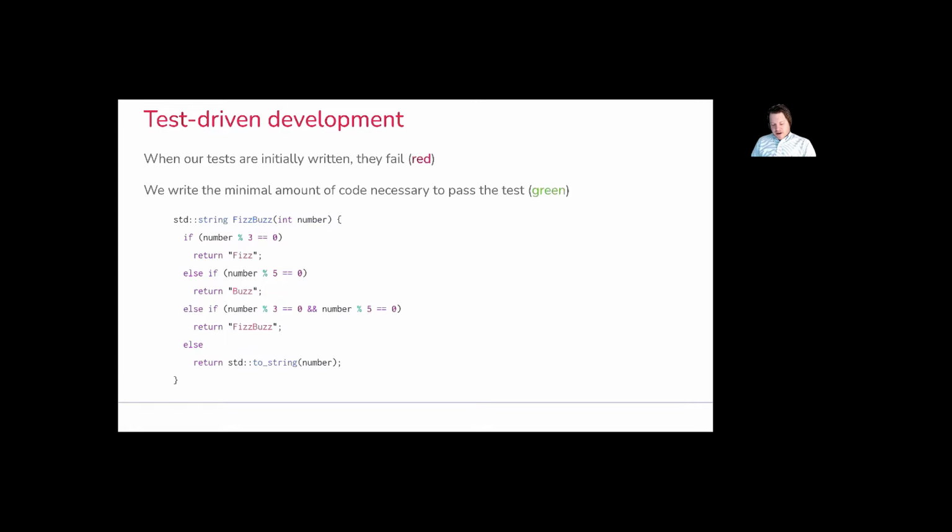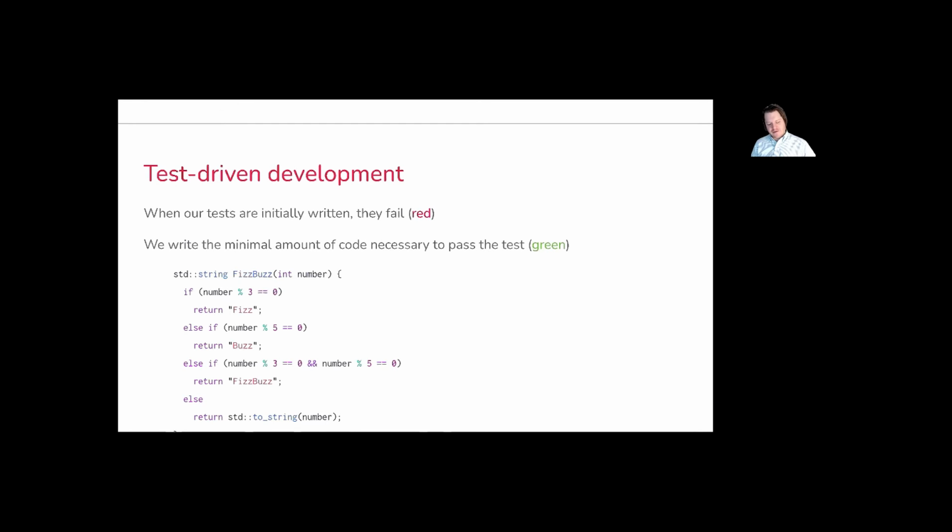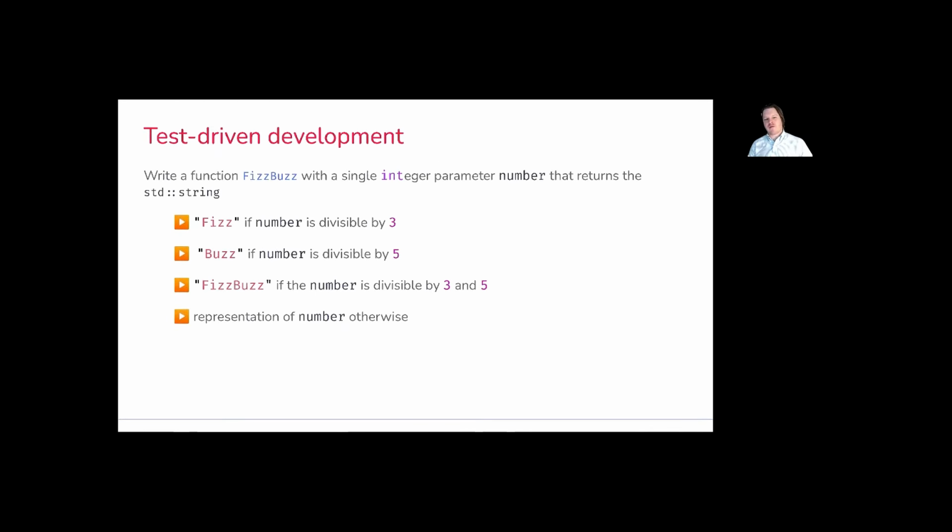When our test cases are initially written, they're obviously going to fail. We then write the minimum amount of code necessary to pass the test. So an astute student might look at this definition and be a little puzzled. That's by design.